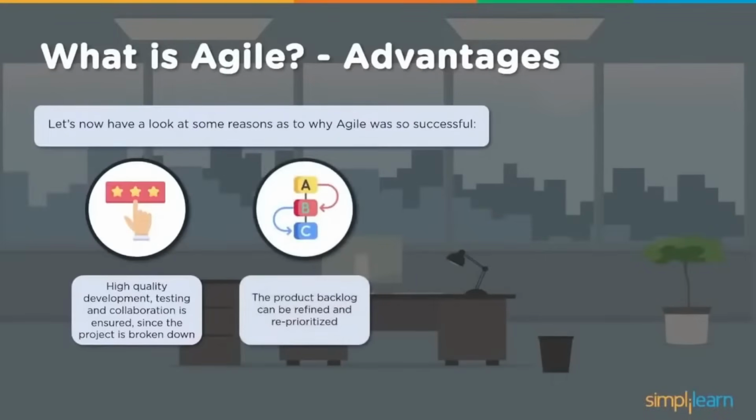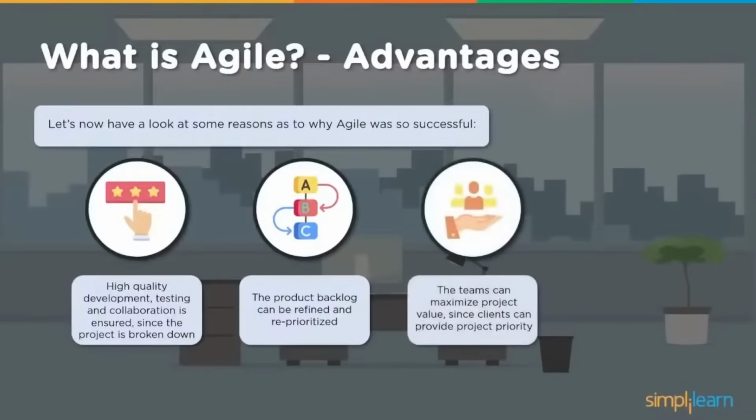Then the product backlog can be refined and reprioritized. Since we move iteration-wise, depending on the change scenario, depending on the direction changes, we can keep reordering or reprioritizing our product backlog. What needs to be created first? If I have 1, 2, 3, 4, 5 items, I can make it 3, 4, 1, 2, 5. So depending on the change scenario, whenever it needs to be executed, it is a bit flexible and easy to do. Then teams can maximize project value since clients can provide project priority.